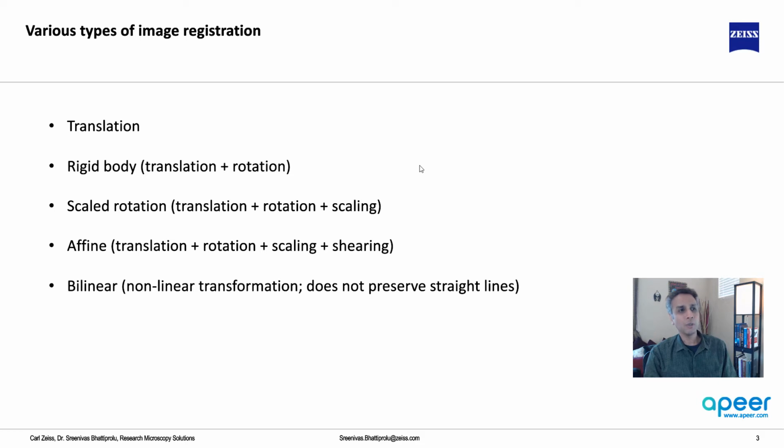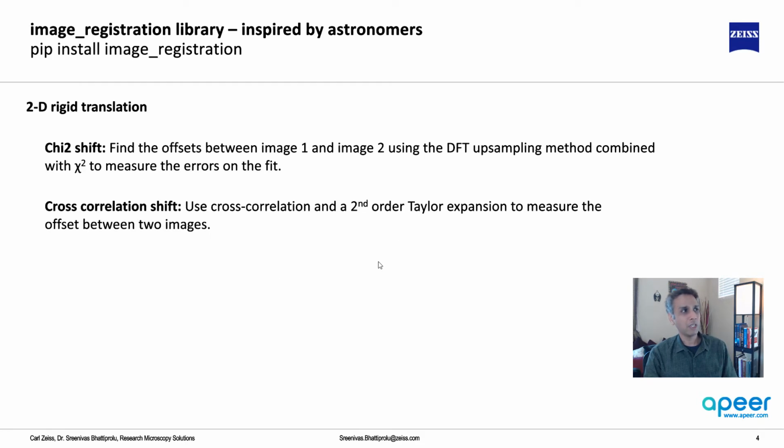Now, the 2 or 3 libraries, and the first one I'm going to talk about is inspired by astronomers. And this is called image registration library. And to get this, you just do pip install image_registration. And they have 2 different methods, Chisquare Shift and cross correlation shift. And again, if you're interested, you can read more about this.